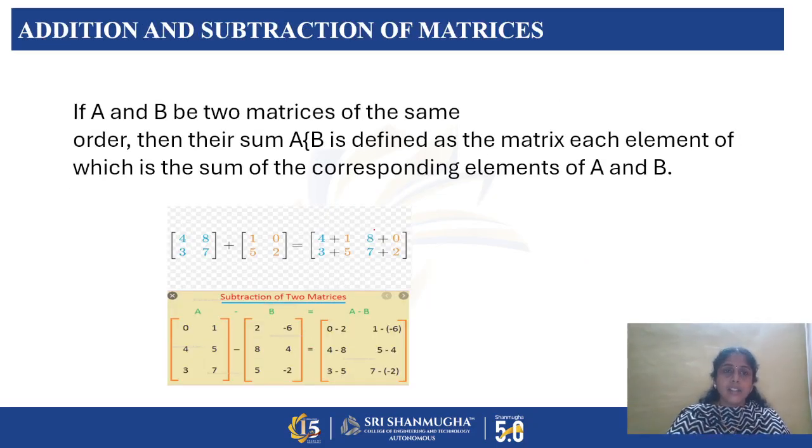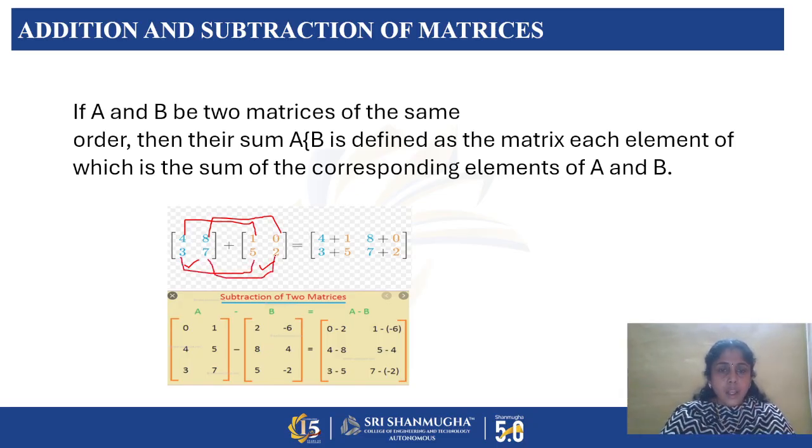Addition and subtraction of matrices. If A and B are two matrices of the same order, then the sum of A and B is defined as a matrix in which the corresponding elements of A and B are added. For example, if I take the 2 by 2 matrix 4, 8, 3, 7 added together with 1, 0, 5, 2, I add 4 plus 1, 8 plus 0, 3 plus 5 and 7 plus 2. So this is addition of matrices. Similarly, we can do subtraction of matrices.